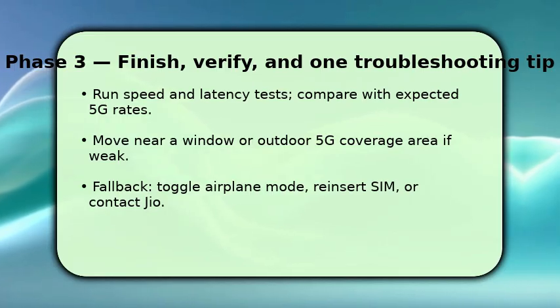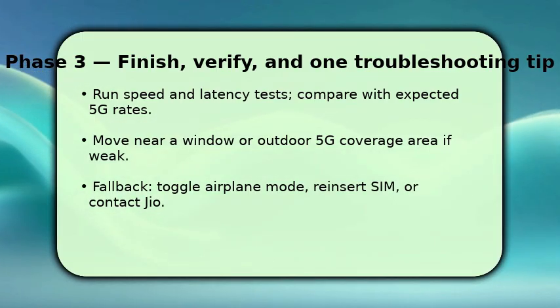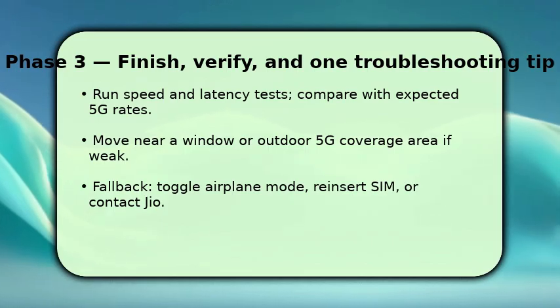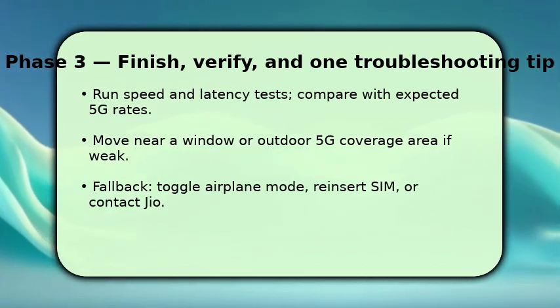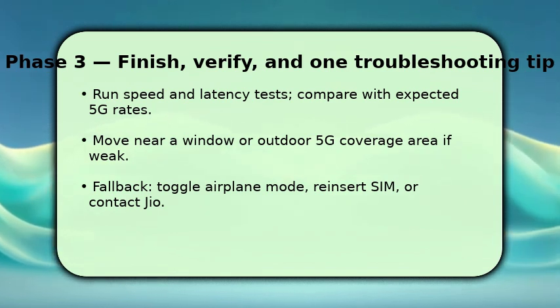If speeds are low, move closer to a window or outdoors where 5G coverage is stronger because signal penetration varies. As a key troubleshooting tip, toggle airplane mode, reinsert the SIM, or switch to another SIM slot. If that fails, note your MA and contact Geo support for provisioning checks. This completes the setup and gives you a single reliable fix.